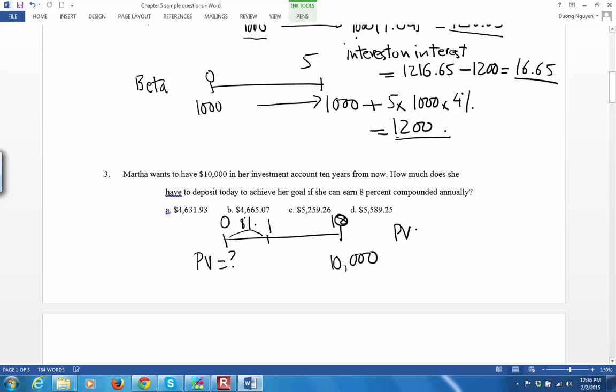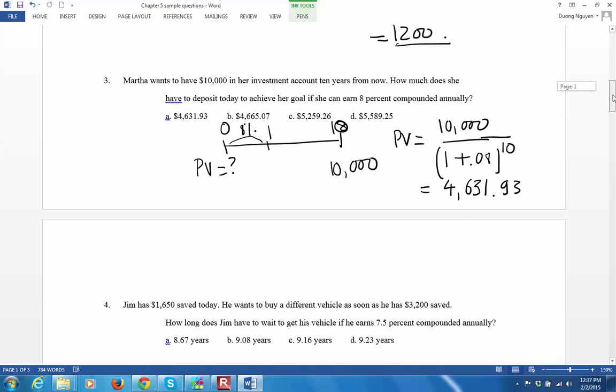So the present value would be equal to the future value $10,000 divided by 1 plus the interest, which is 8%, raised to the power of time, which is 10, and the answer is $4,631.93. What it means is you have to deposit today $4,631.93 in order to have $10,000 in 10 years if the interest is 8% compounded annually.